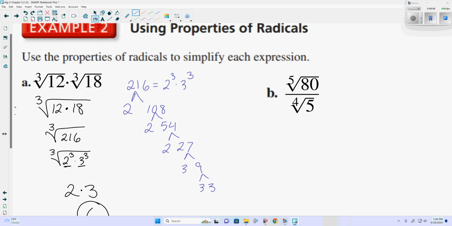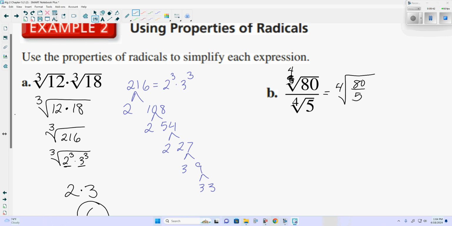Let's look at the next one, the 4th root of 80 over the 4th root of 5. Now, again, we could try this in a calculator, but if we look at this here, according to one of our properties, if we have two radicals with the same index being divided, I can rewrite it as one radical with those two being divided. Now, the main reason I would do this is because, is 80 divisible by 5?